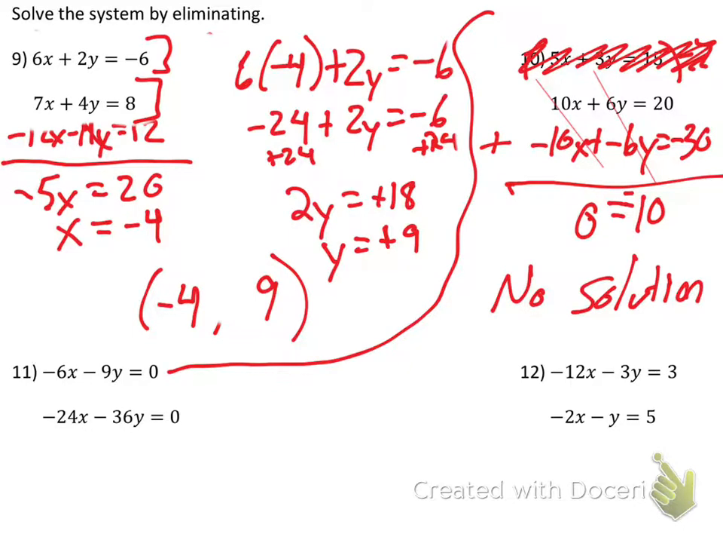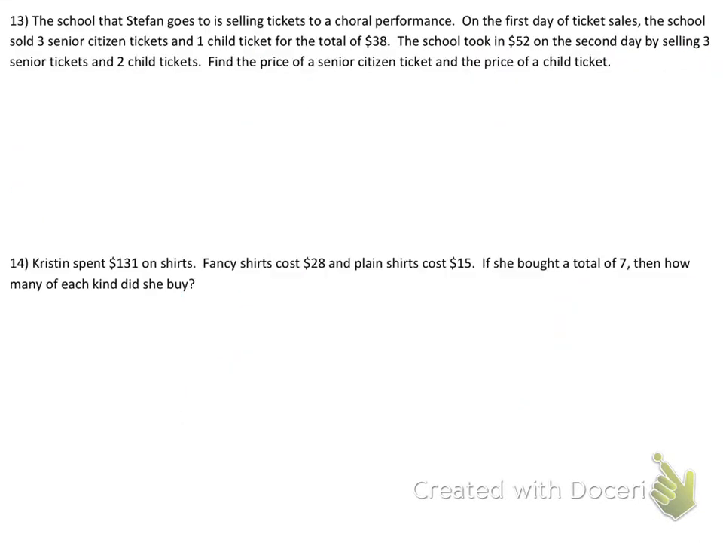All right, try 11 and 12 on your own. 12 looks pretty easy, and then 11 is also the same. So for these, 13 and 14, what you want to do is first set an x and a y, okay? With an x and a y, you need to go into the word problem and figure out what the variables actually are.